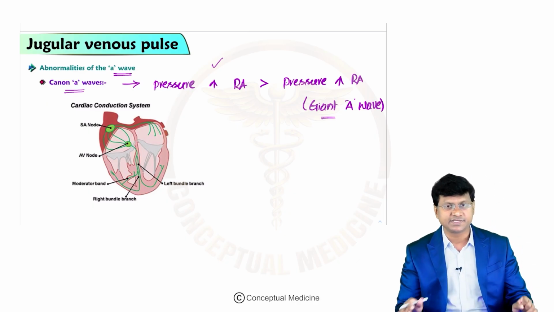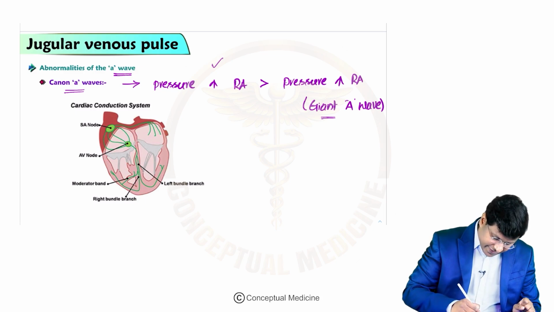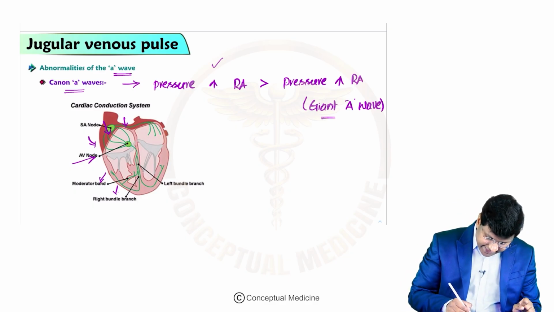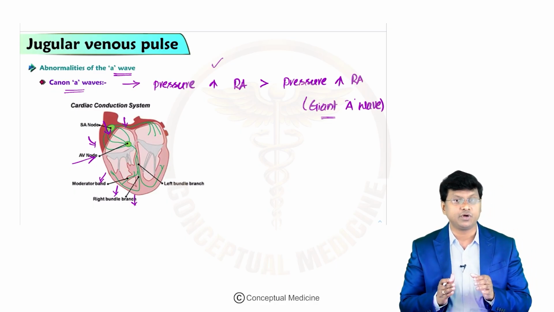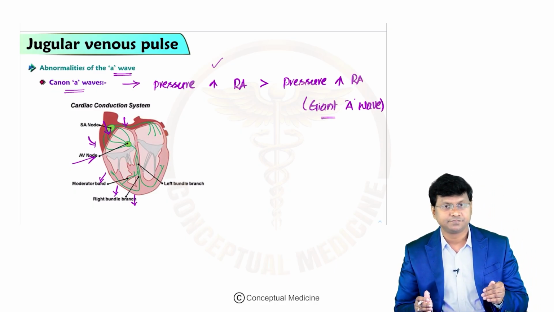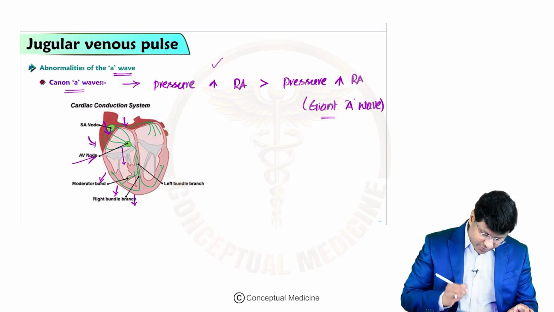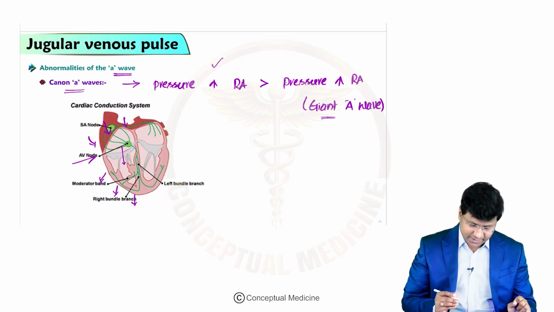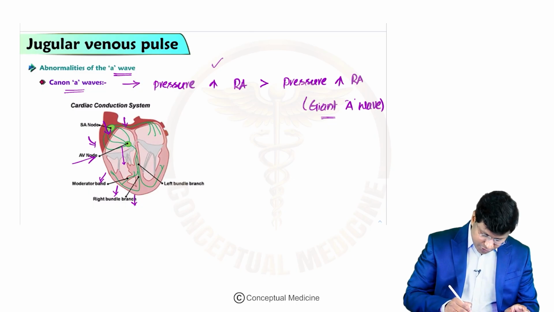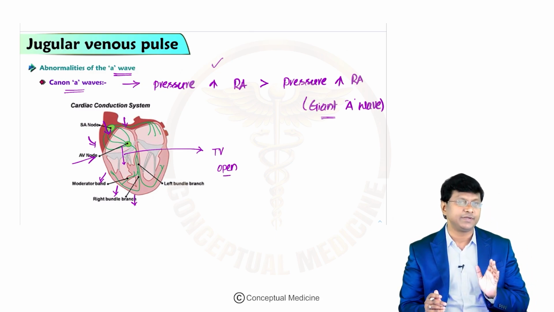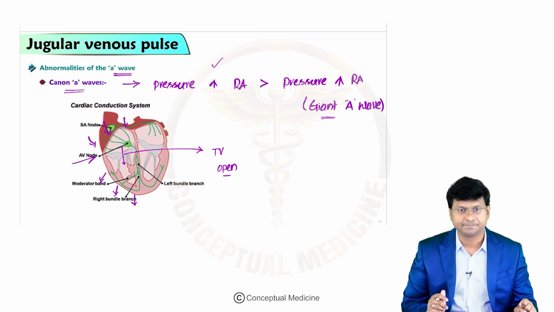Okay, first of all, let me discuss one important concept. When the right atrium contracts, the right ventricle should relax. That is the point when the right atrium can send the blood into the right ventricle. When the right atrium contracts, what should happen to the tricuspid valve? The tricuspid valve should open. Then the blood from the right atrium will enter the right ventricle, and thereby you will have a normal A wave.